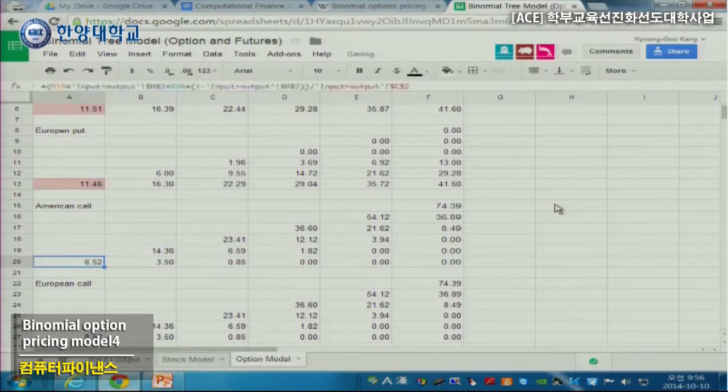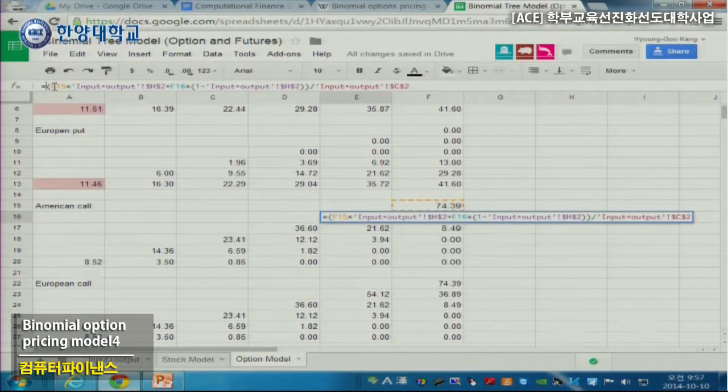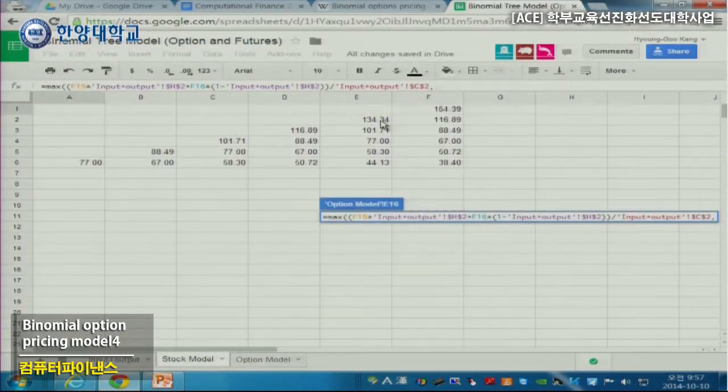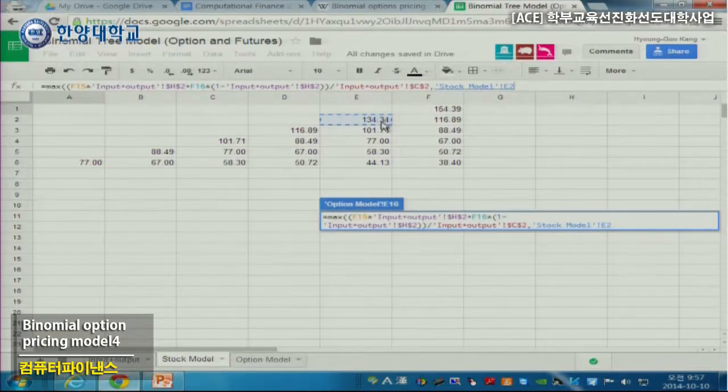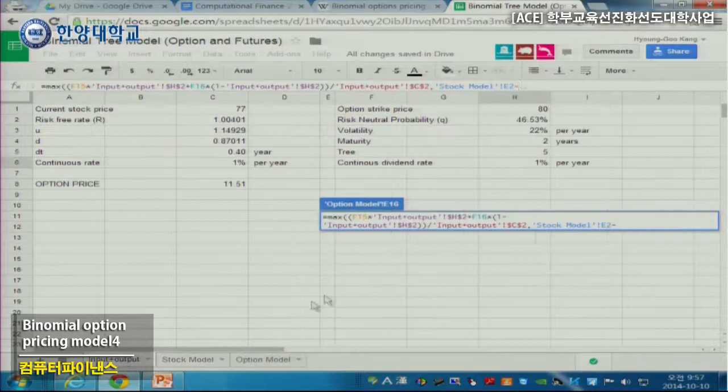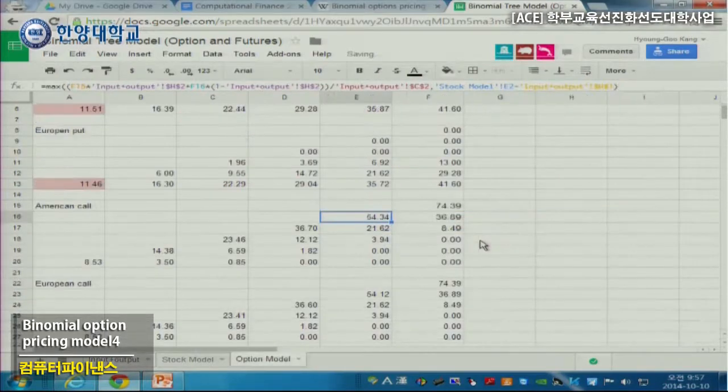Okay, so this is the American call, but in the case of the American call, at every period we have to compare this continuation value with the exercise value right now. So max. If we exercise right now at this point, this one minus this one. Same.